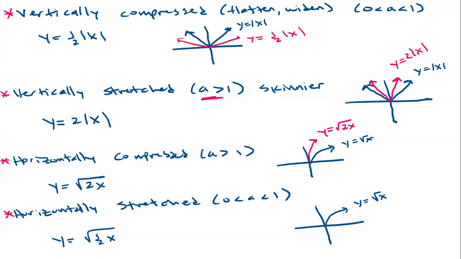All right. And again, that's if the number is bigger than 1 and inside the radical. Same thing for the horizontal stretch: if the number is between 0 and 1, for example, 1 half, now it's going to stretch it towards the x-axis. So going like this. Okay, so square root of 1 half x.